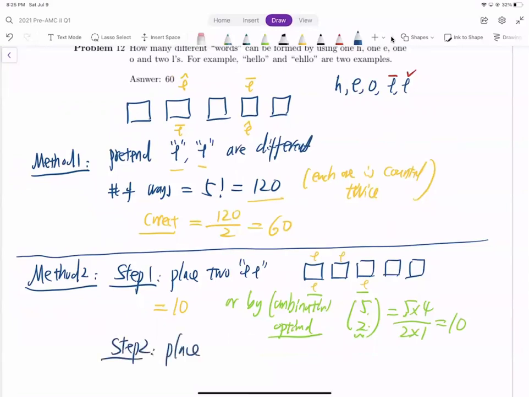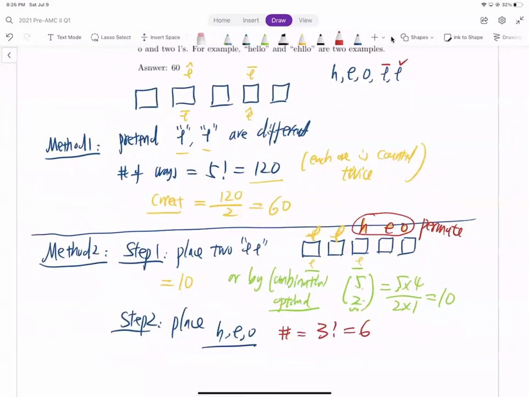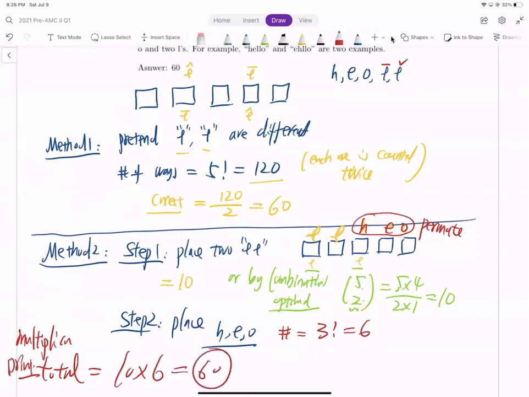place the remaining 3 letters HEO, they are different. So you see, if you put this LL here, let's say I put the LL right here, right? And then you have HEO. You say, okay, I put HEO here. And all you need to do is you just permute because you can shuffle around. And then the number of ways equals 3 factorial, right? You can shuffle around, which is 6. And then you say, okay, then total will be by the multiplication principle again. Total will be 10 times 6, which is 60, right?